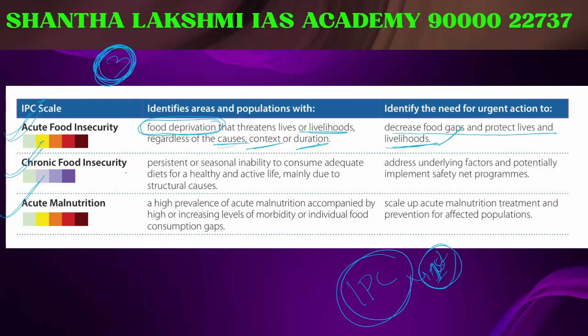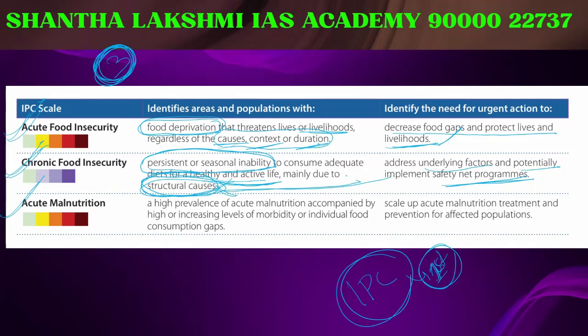Next comes chronic food insecurity. See, chronic means persistent or seasonal inability to consume adequate diets for a healthy and active life, mainly due to structural causes. In the first case, it was not given any causes, but here it is mainly due to structural causes. If there is a persistent or seasonal inability to consume an adequate diet for a healthy and active life, it is considered chronic food insecurity. And what is the urgent need of action here? Address underlying factors and potentially implement safety net programs, because it is due to structural causes.